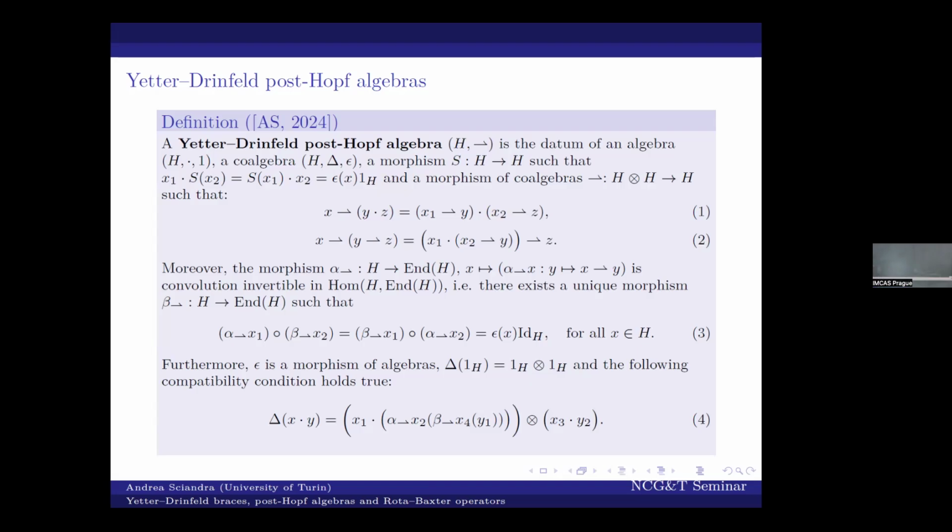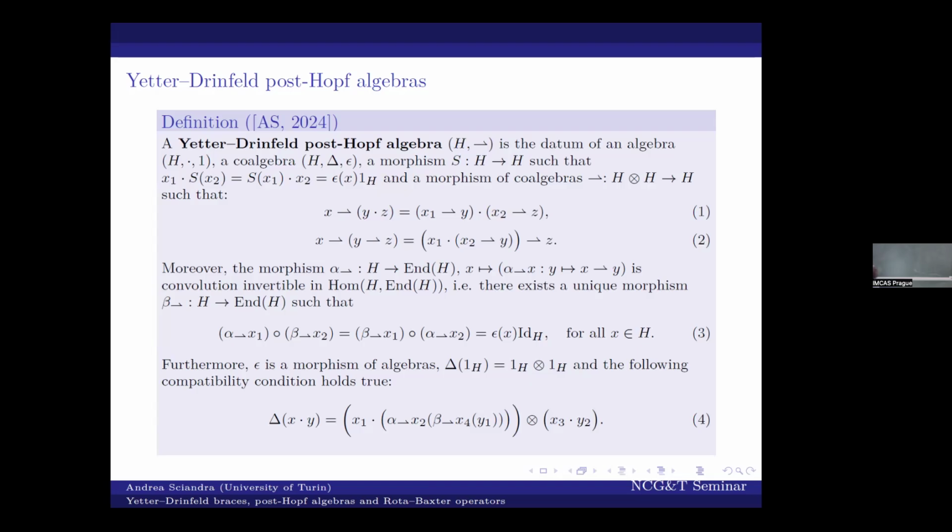Moreover, we also ask that if we look at the harpoon as a morphism from H to the endomorphism of H, this is convolution invertible. So this means that, in fact, there exists a unique beta satisfying this condition. You can see that we use the delta of H, so x1, x2, then alpha and beta, and then the product of endomorphism, so just the composition. So the coproduct of your starting coalgebra H, then alpha and beta in both orders, and then the product of your codomain, so just the composition.